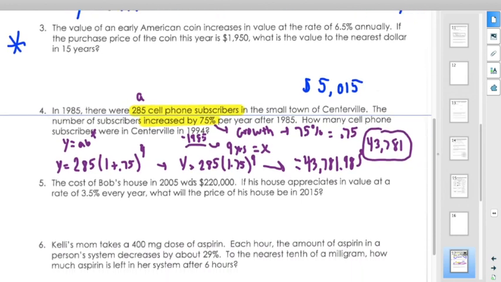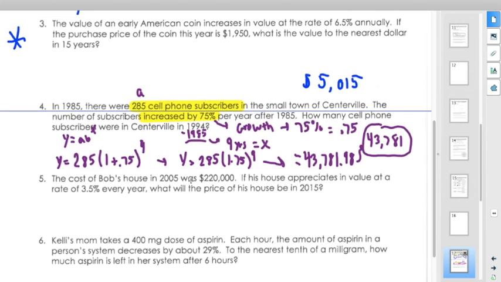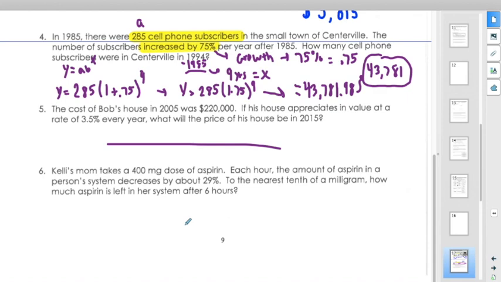Number 5, I'm just going to skip. Number 6, I want you guys to also do by yourselves. I'm going to check it. Do number 6, get your answer. The answer that you should get is 51.2 milligrams.